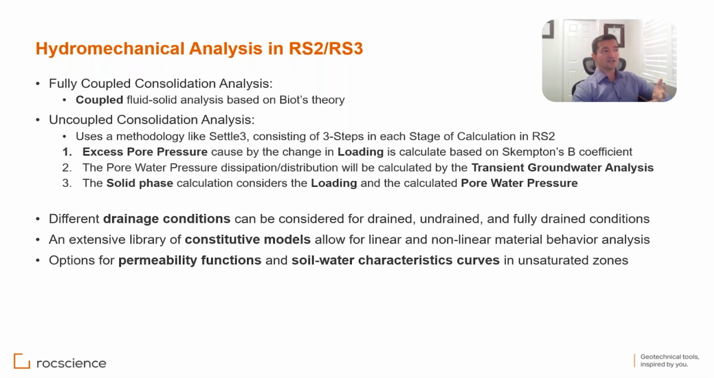The first one is the calculation of excess pore pressure caused by the loading applied to the system. We are using the Skempton B coefficient for that. The second step is the pore water pressure dissipation and distribution in the domain. We are calculating that with a transient groundwater analysis. And in the third step, we are running the solid analysis, considering the loading and also the distribution of pore pressure that we calculated in the second step.